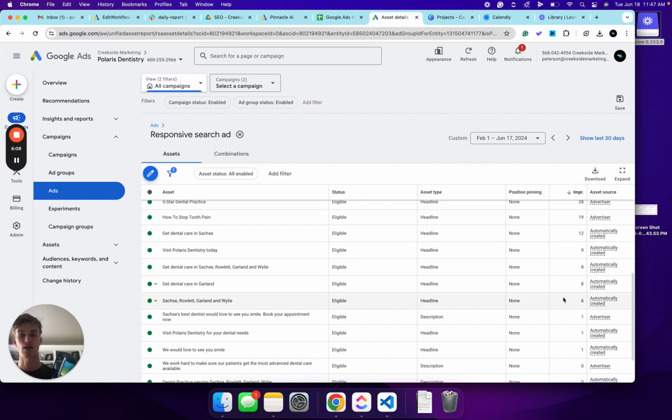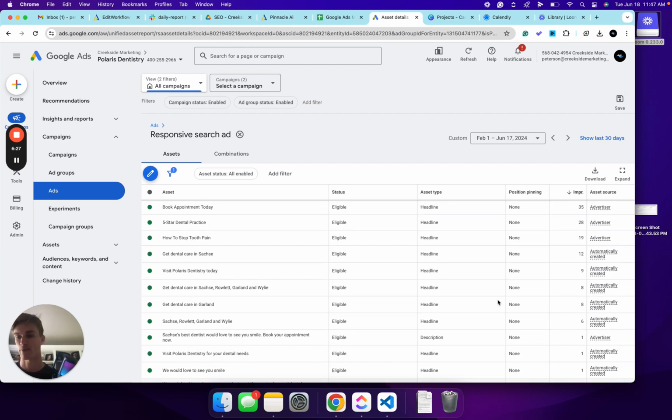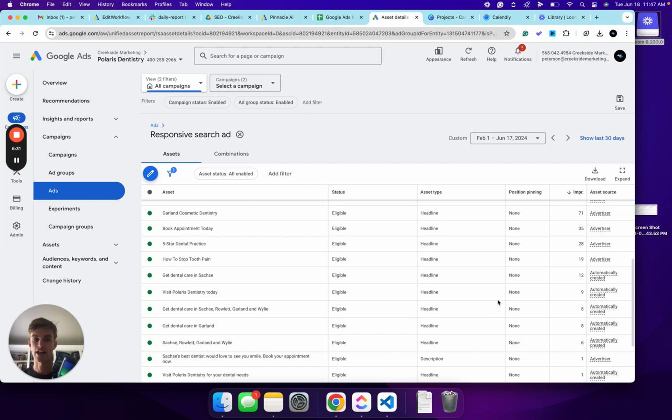Because typically Google is automatically creating headlines in order to optimize the ad for a specific person. So we're not going to worry about any of the automatically created headlines. We're just going to worry about the advertiser created descriptions and headlines. For the most part, we're just worried about the headlines. The descriptions don't play as huge a role in your ad's performance.